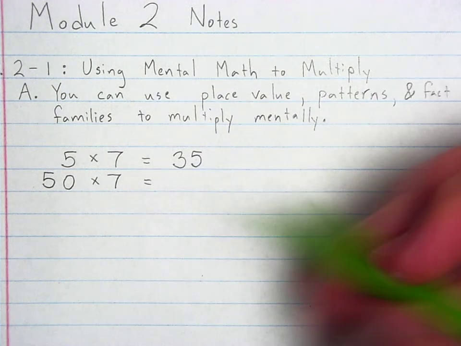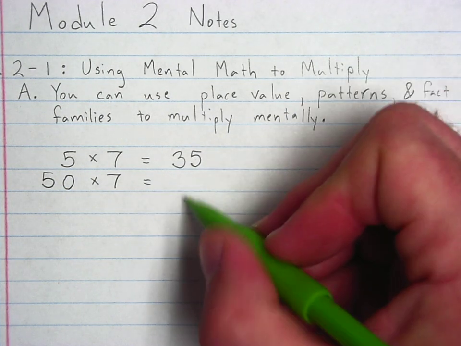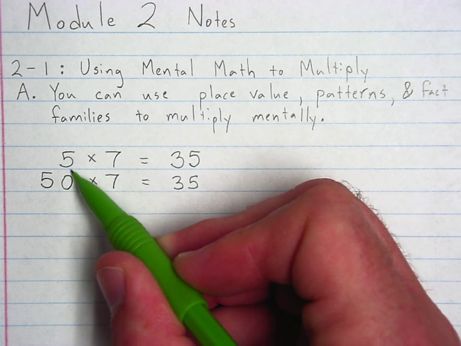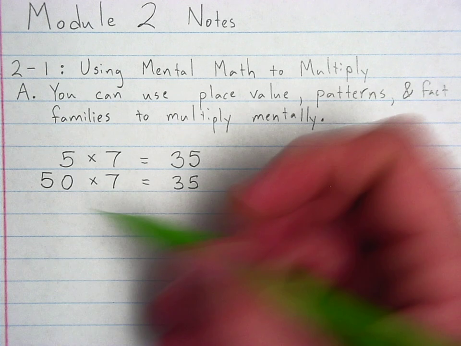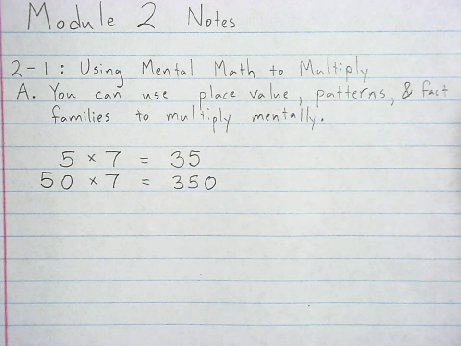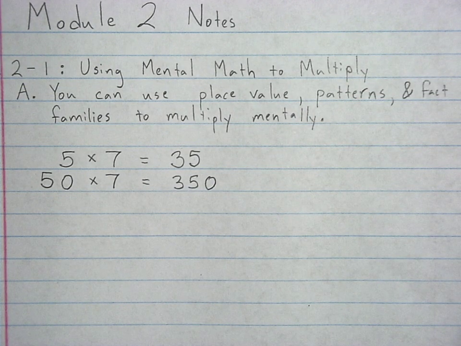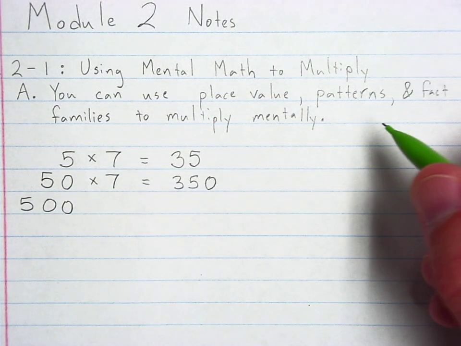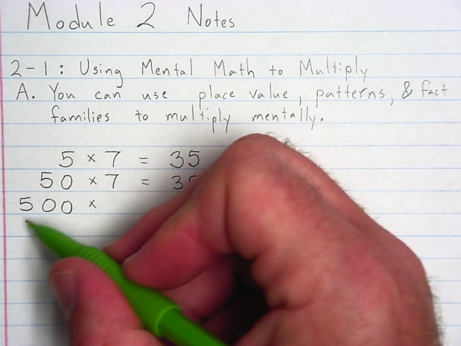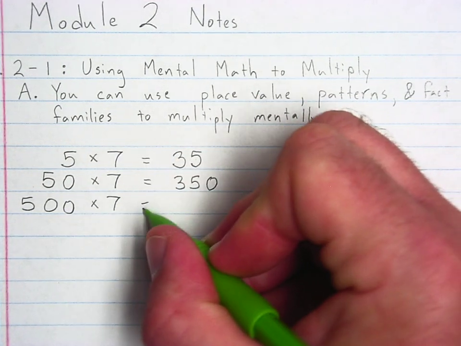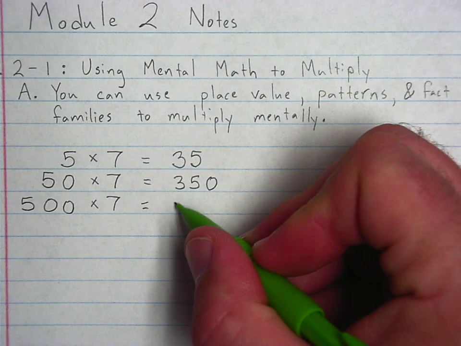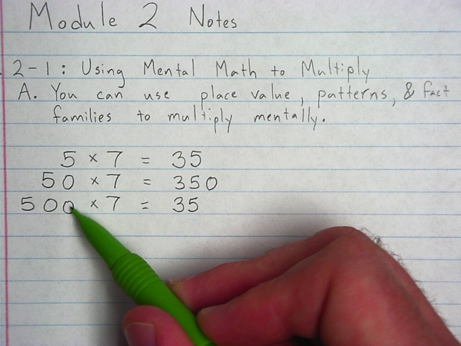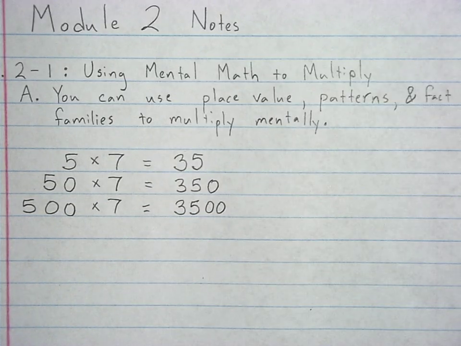Well, 5 times 7 was 35. This right here is 10 times bigger than my original 5, so my answer ends up being 10 times bigger. This works for any multiple of 10. So basically, it doesn't matter how many zeros I add on to that. I still use that basic fact, 35, and then just put that many zeros. 1, 2, 1, 2, right over there.